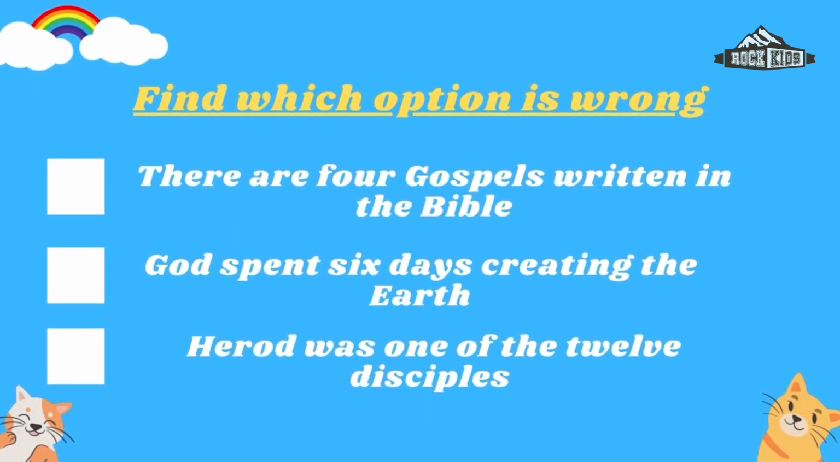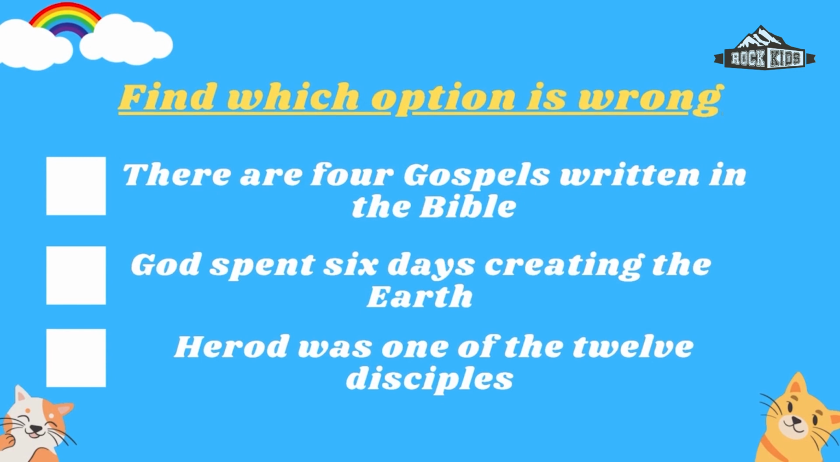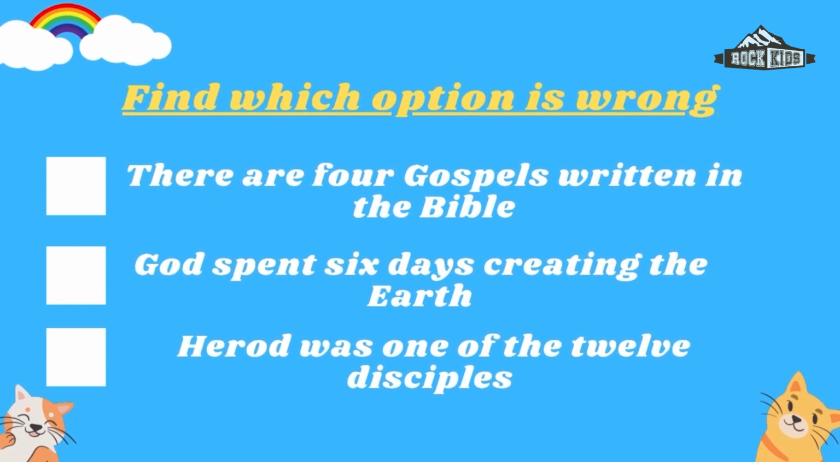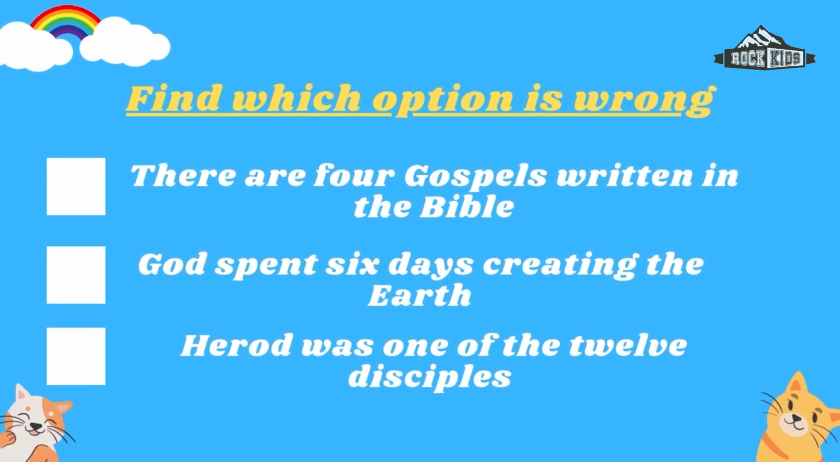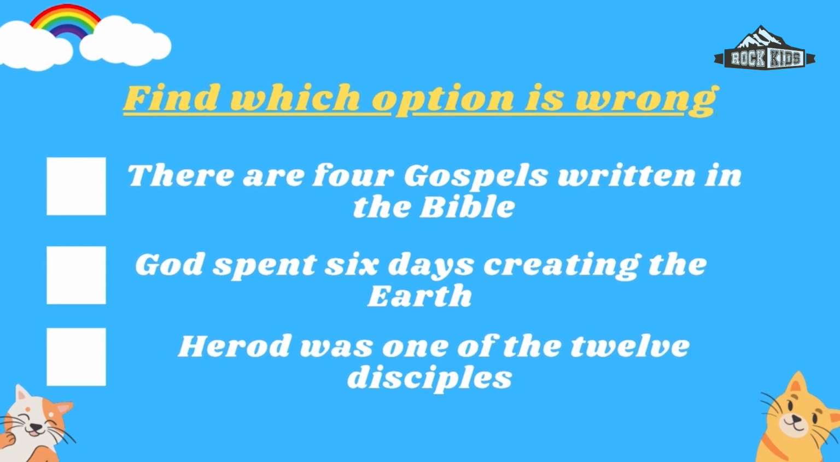There are four Gospels written in the Bible. God spent 6 days creating the earth. Herod was one of the 12 disciples.